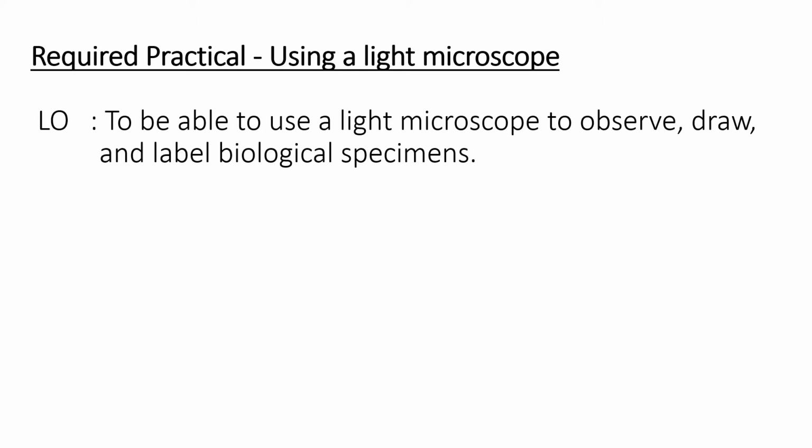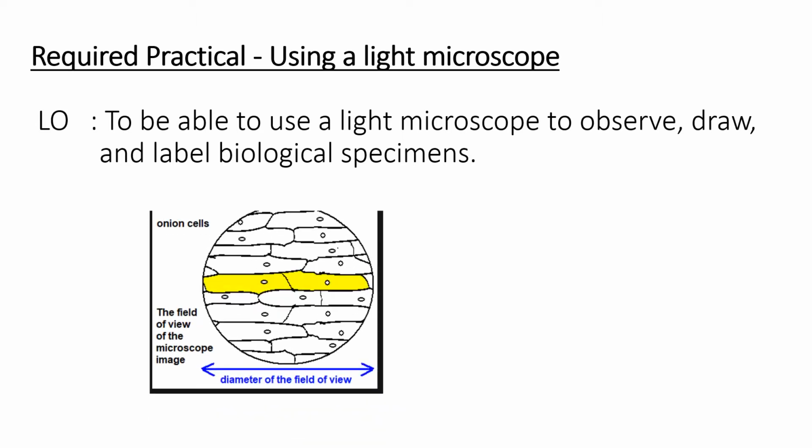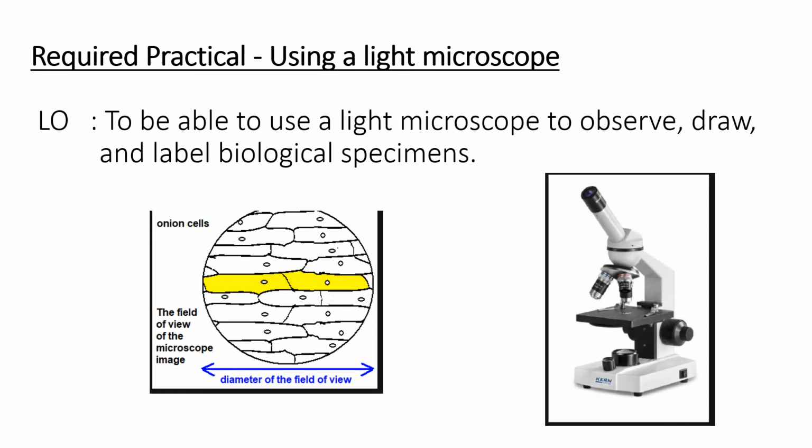So the LO for this practical is that you need to be able to use a light microscope to observe, draw and label biological specimens. And for the higher tier, you need to be able to calculate magnification. Okay, so you probably think way back to Year 7 where we made cheek cell slides and onion cell slides using our very simple light microscope like this one in the picture.